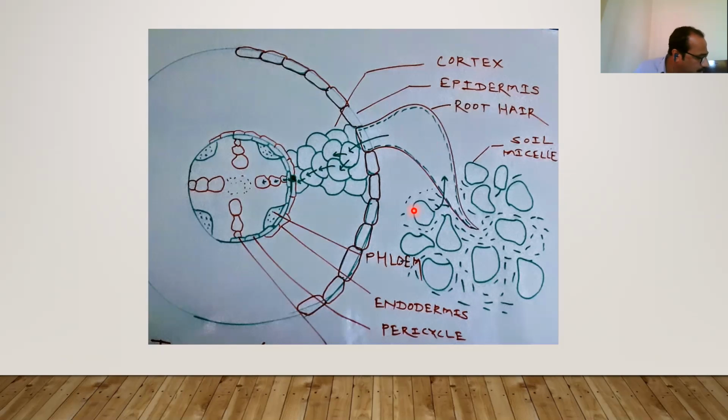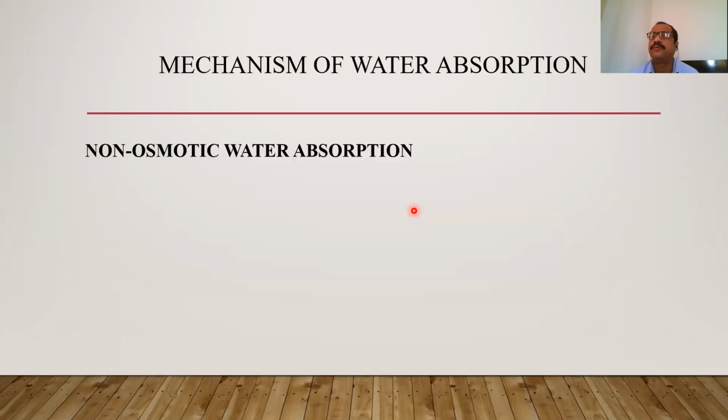We'll discuss one more theory of water absorption because we are again running short of time, and then we'll stop. Okay, the next method is the non-osmotic method of water absorption, another type of active method of water absorption. Like Atkins and Priestley, who proposed the osmotic theory of water absorption, this theory, called non-osmotic water absorption, is again proposed by two scientists, and these were Thiemann and Kramer.